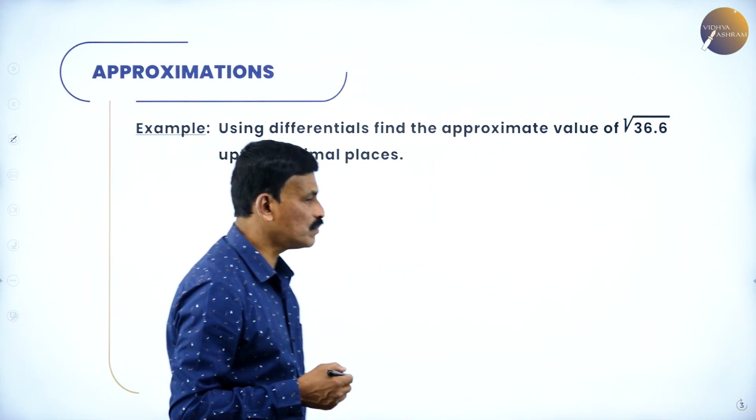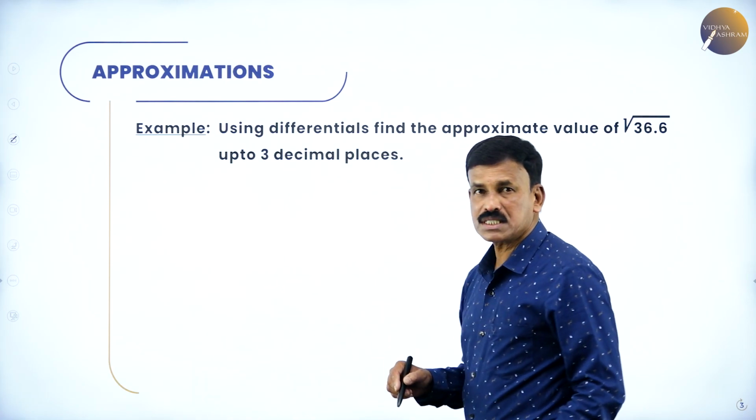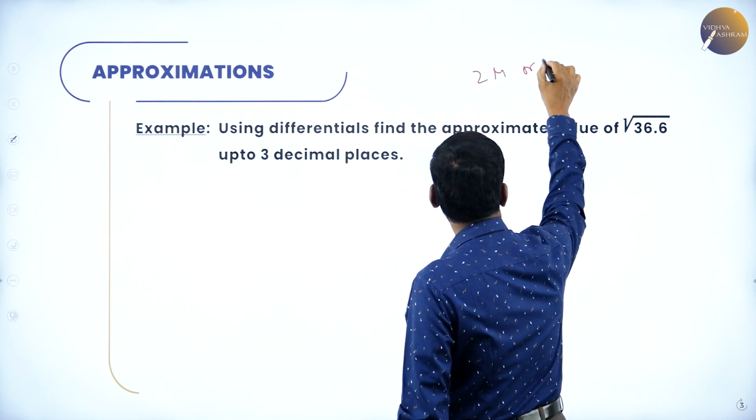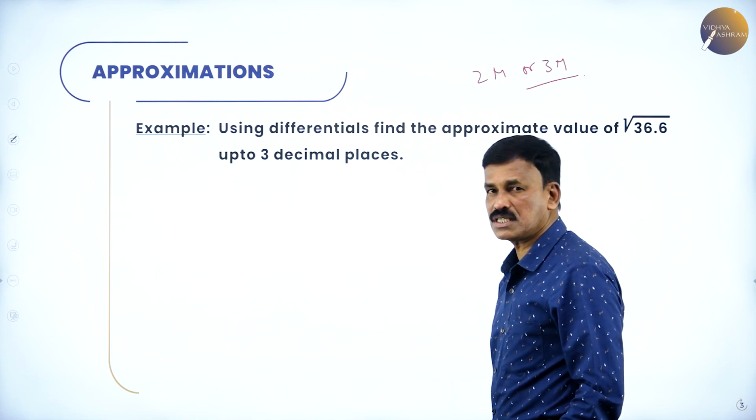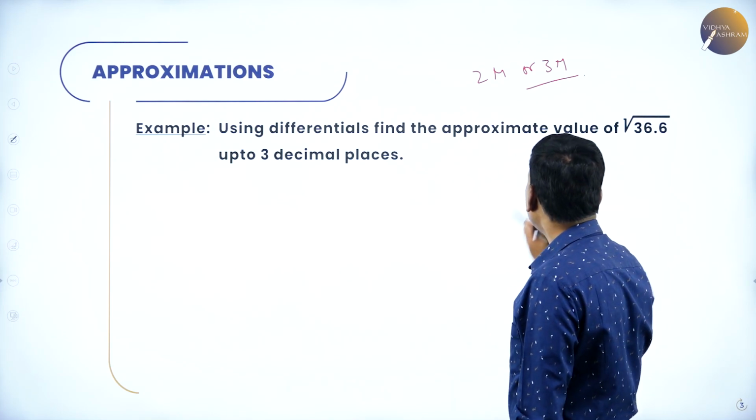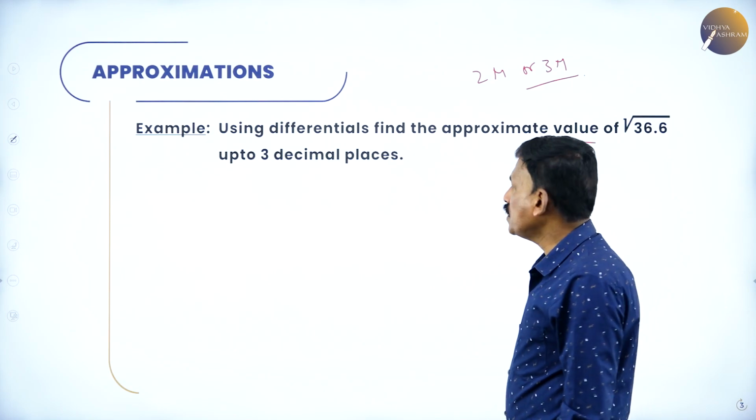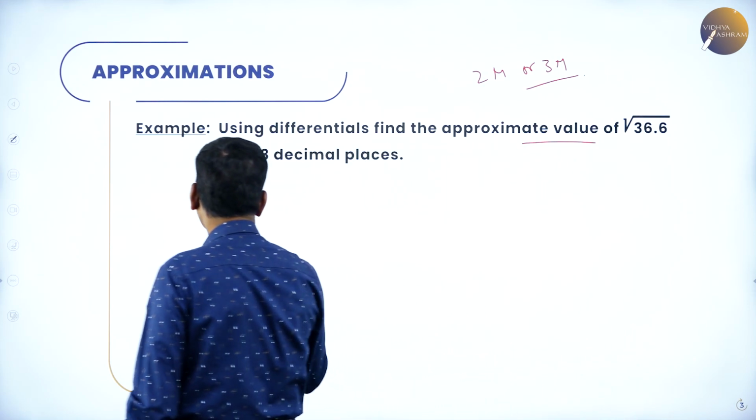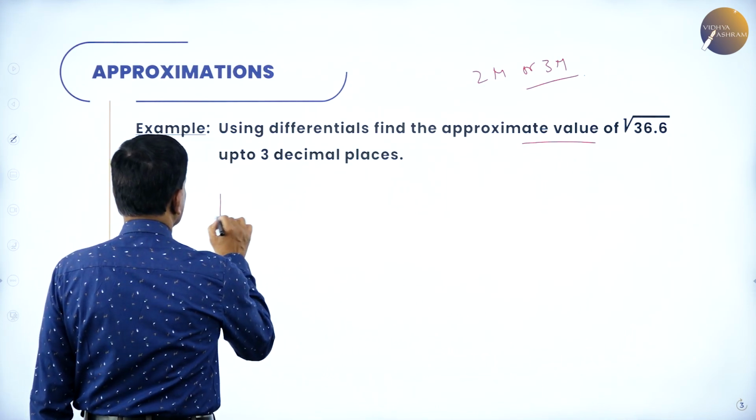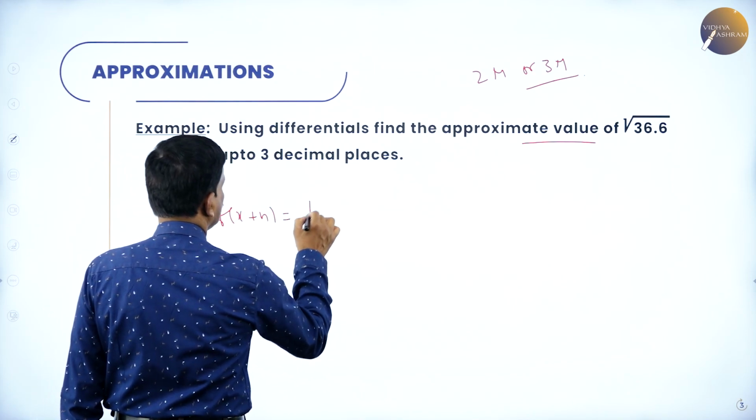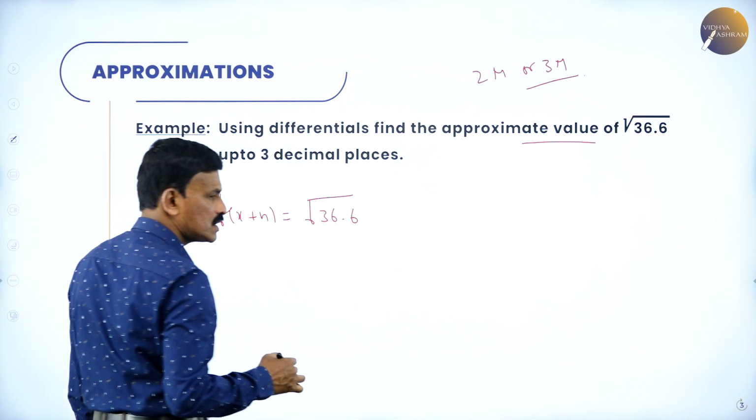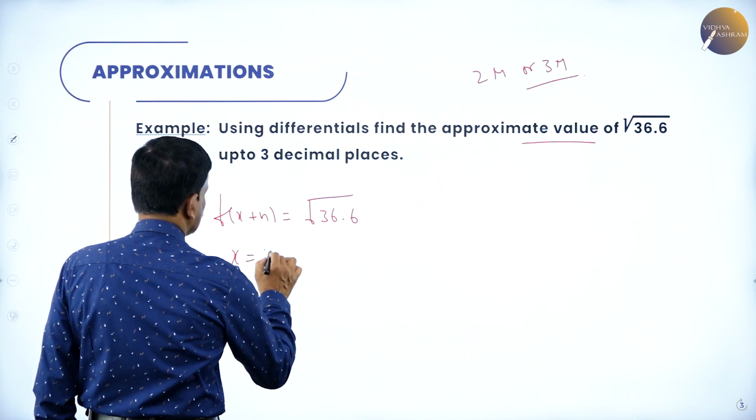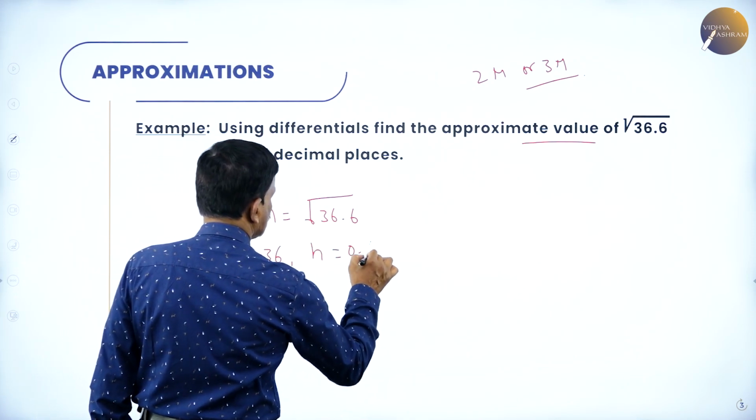Now move on to the first problem. What is the first problem? I may expect this type of question for 2 or 3 marks. So this may be a 2 mark or 3 mark question, a sure question from the point of view of the examination. Using differentials, find the approximate value of square root of 36.6 up to 3 decimal places. Now what is given here? Given f of x plus h is equal to square root of 36.6. Here x is equal to 36 and h is equal to 0.6.